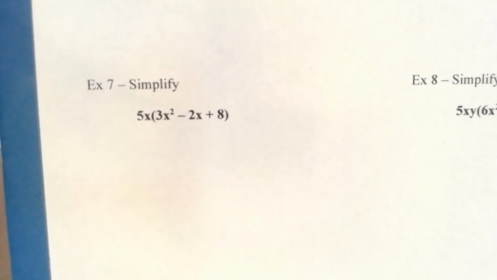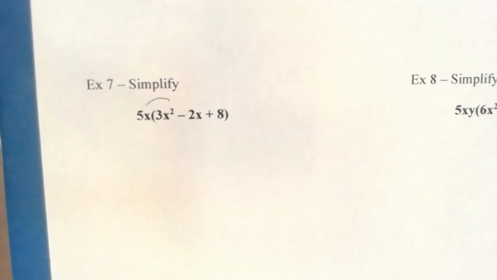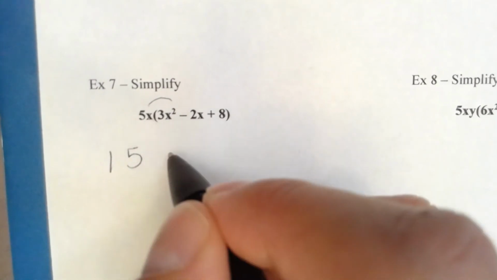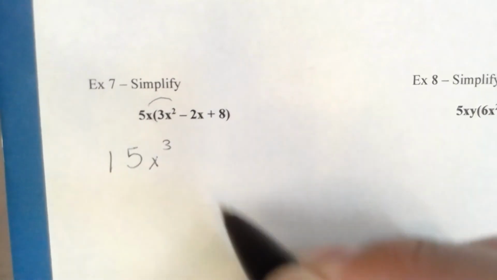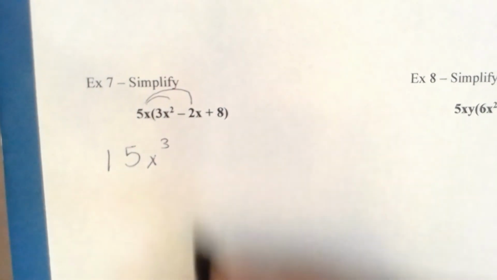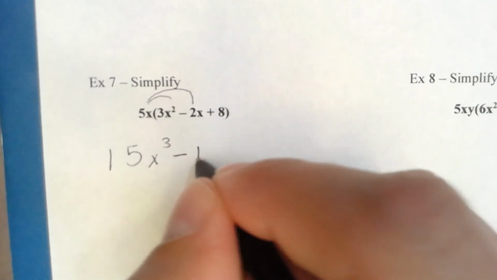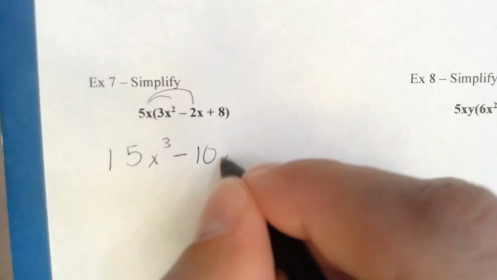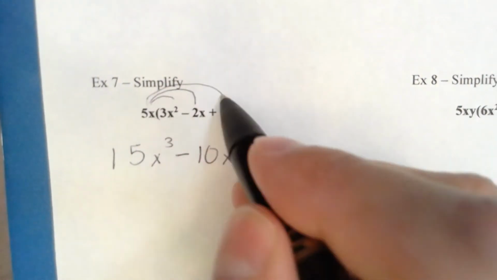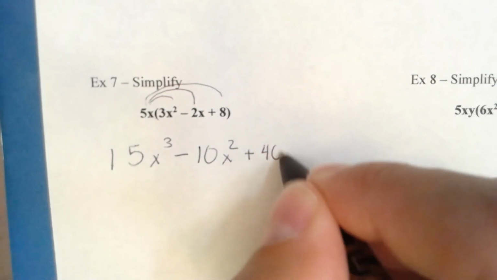Okay, a little bit bigger, but again, we can still shortcut this. Multiply those two. Well, 5 times 3 is 15. x times x squared is x to the third. 5x times negative 2x, well, that's negative 5 times 2, 10. x times x, x squared. And then 5x times 8 is a positive 40x.